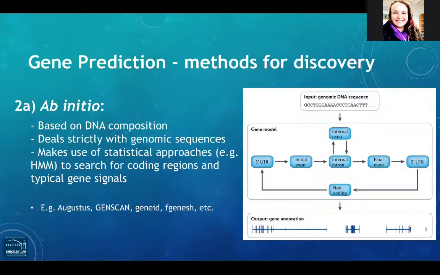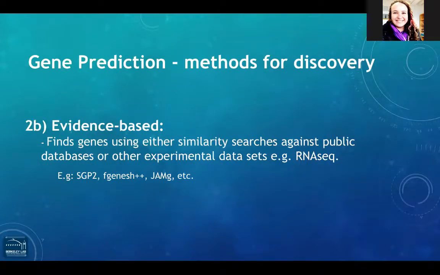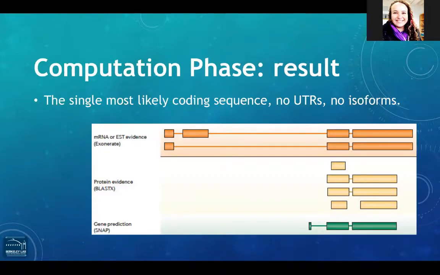In terms of ab initio, many of you are familiar with this, but you deal strictly with the genomic sequences and use statistical approaches to be able to find coding regions and also to identify typical gene signals. Some examples of this are the predictors listed below, like FGENESH, Augustus. And then we can also use experimental evidence in order to find genes. For this, we're using sequence similarity searches against public databases. Eventually, what we're going to get out of this computation phase is the single most likely coding gene.